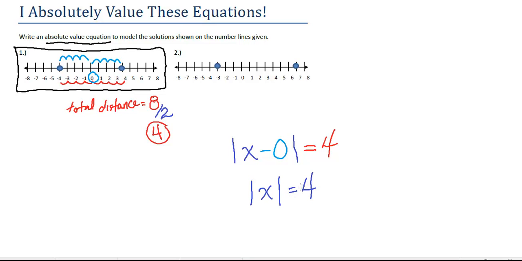Okay, so really the way that I can think about this is, when I set up an absolute value equation, I'm always going to start out with this. And now the stuff I need to figure out is: absolute value of x minus the starting point equals the distance from the starting point.